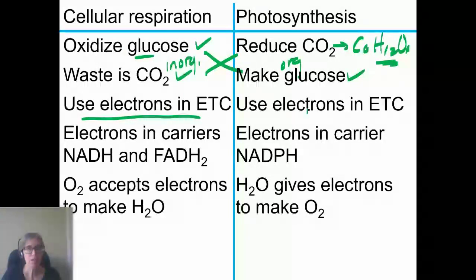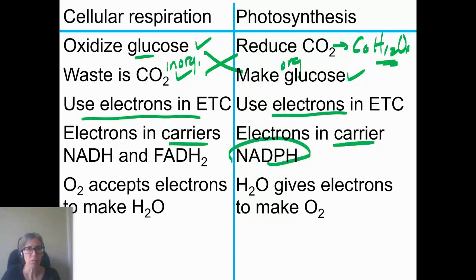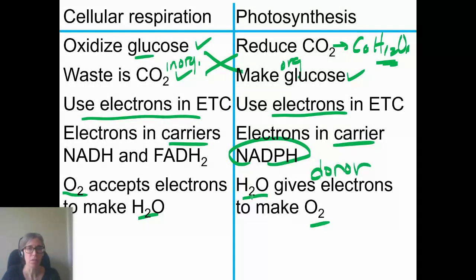Both of them, though, use an electron transport chain. Both of them have carriers. The carrier is somewhat different, but they're still carriers or delivery molecules. They both deliver electrons to an electron transport chain and take electrons off. So in cellular respiration, oxygen is the final electron acceptor and it makes water. In photosynthesis, water is the electron donor and it produces oxygen. So these are backwards from each other.